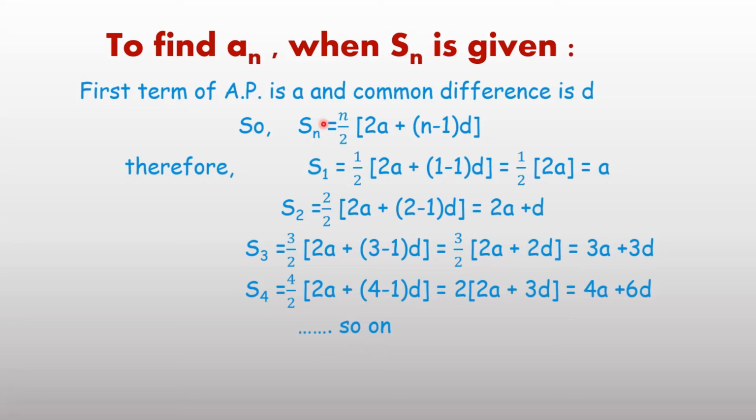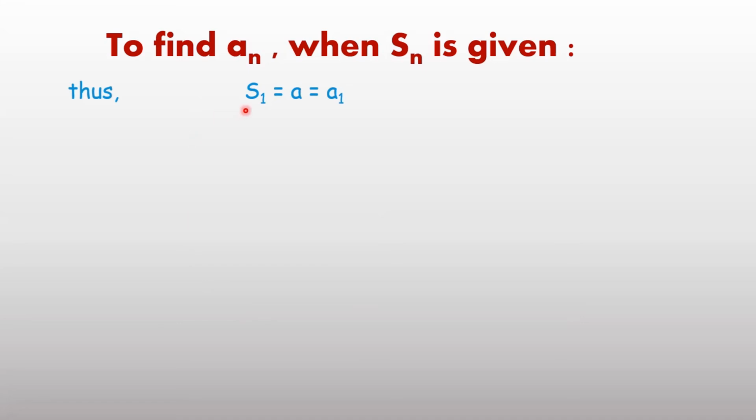In this pattern, if Sn is given, then first you find out S1, S2, S3, S4, and so on. Then S1 is the same as a, the first term. If any AP is given, like 2, 4, 6, 8, the sum of one term and the first term are both the same. Then S2 minus S1. S2 is given as 2a plus d, minus a. The 2a minus a means a, that is a plus d, and a plus d is the second term. The second term of the AP is a plus d. So S2 minus S1, after solving, we are getting the second term.